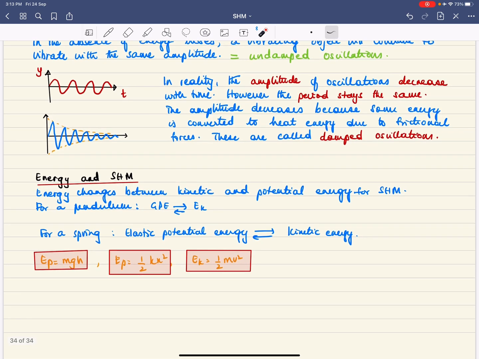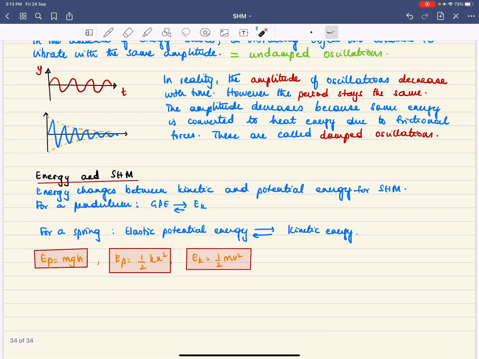Then energy and SHM. The energy changes that take place for something that's oscillating are between kinetic energy when it's going the fastest and potential energy when it's at the end position. This potential energy could be gravitational potential energy if it's a pendulum, or elastic potential energy if it's a spring, and these are the formulae for the different forms of energy.